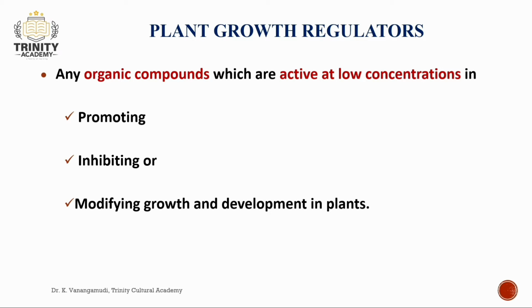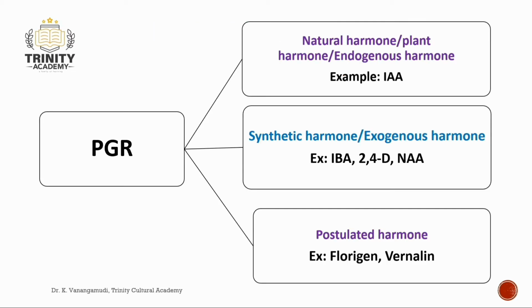In short, PGR. These are any natural or synthetic organic compounds active at low concentration. It may either promote or inhibit or modify the growth and development of plants. Based on origin and synthesis, PGR is classified into three types as natural hormone, synthetic hormone and postulated hormone. We'll see one by one in detail.